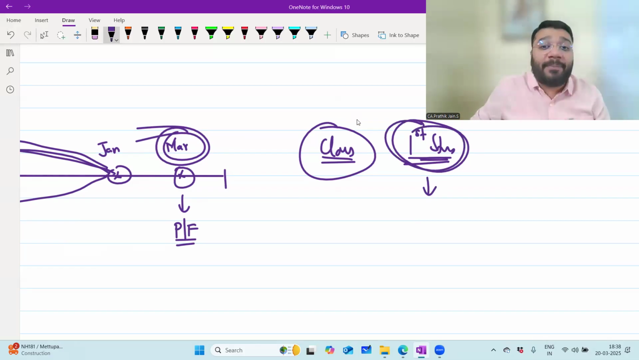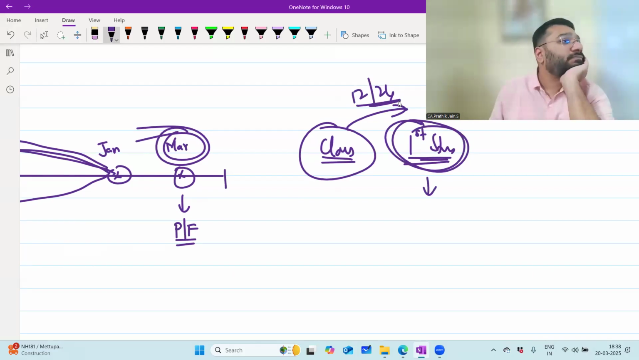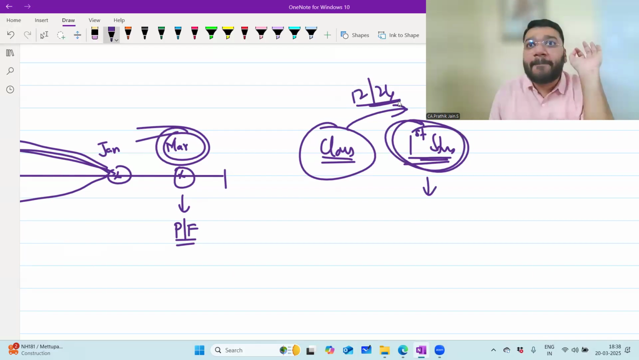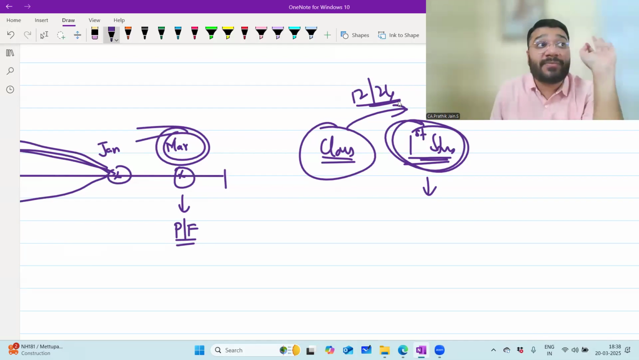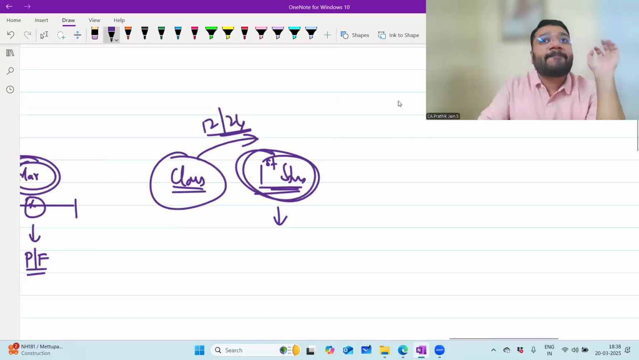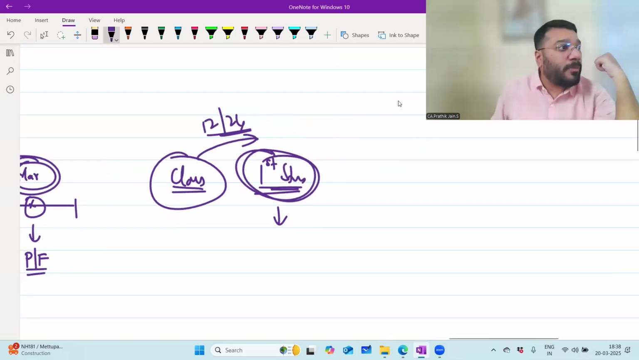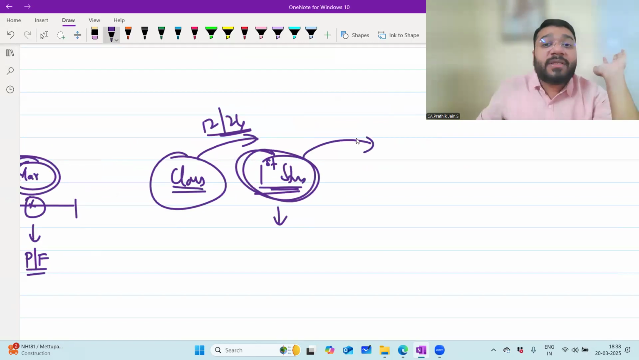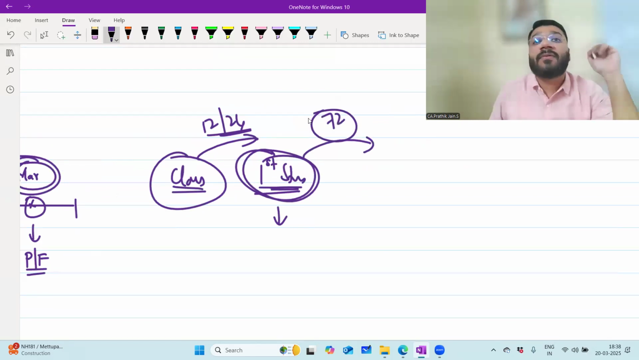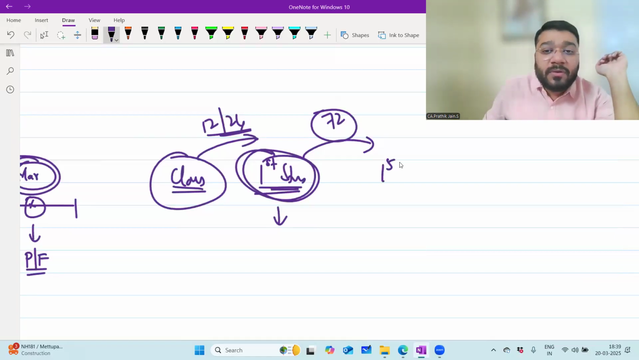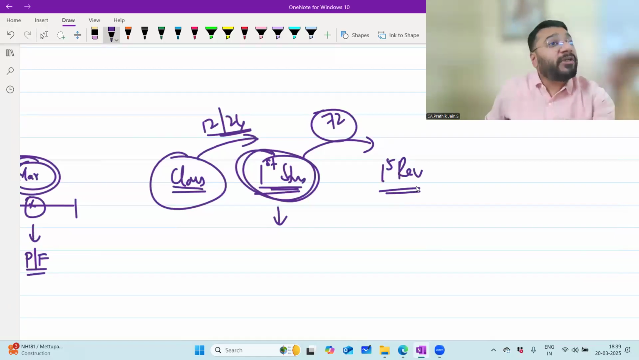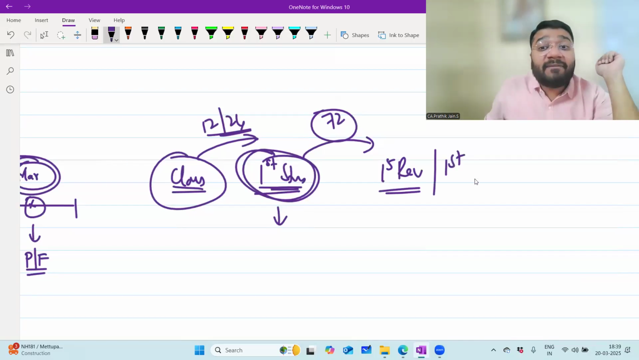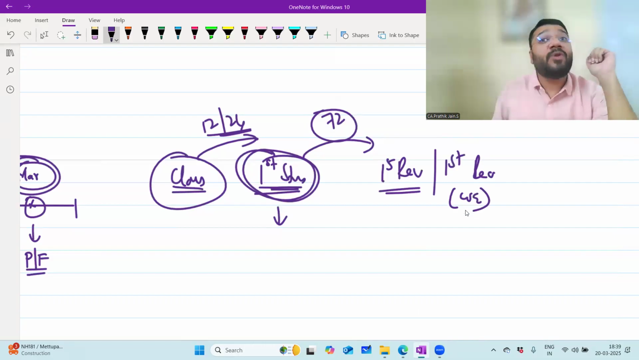So first study should happen within 12 to 24 hours of your class. I'm telling you psychologically, if you don't want to forget it, your first study should happen within 12 to 24 hours of your classes. If the topic is very tough, within 72 hours, means how many days? 3 days, you're supposed to do first revision. If the topic is medium, not a big deal, then you can do the first revision on the weekend.